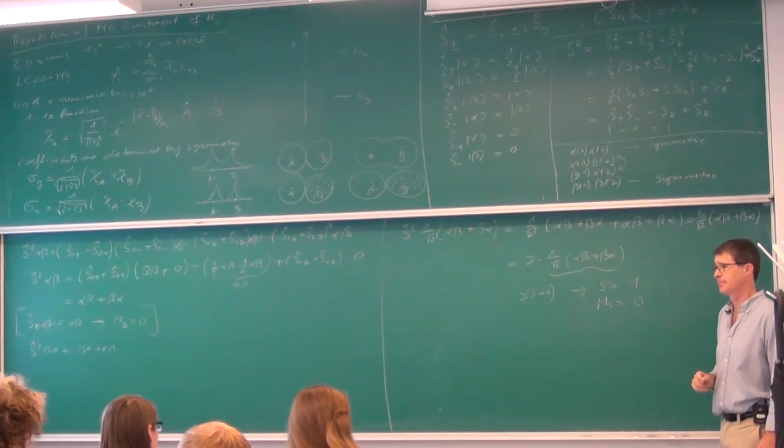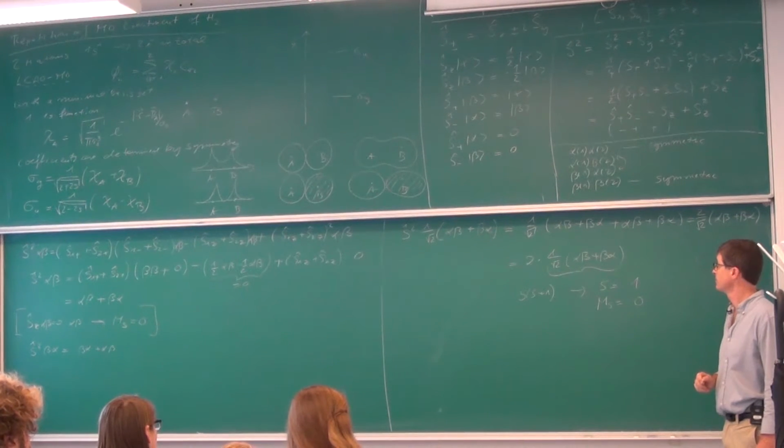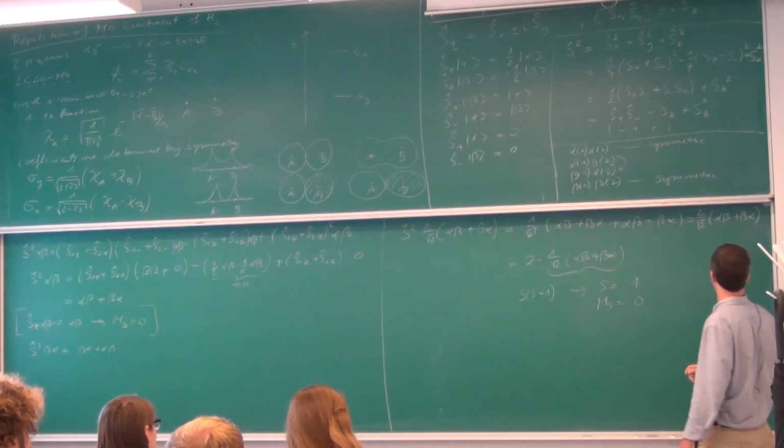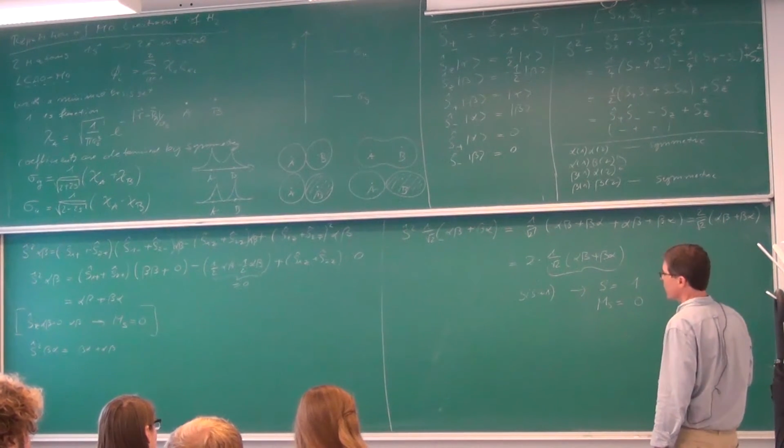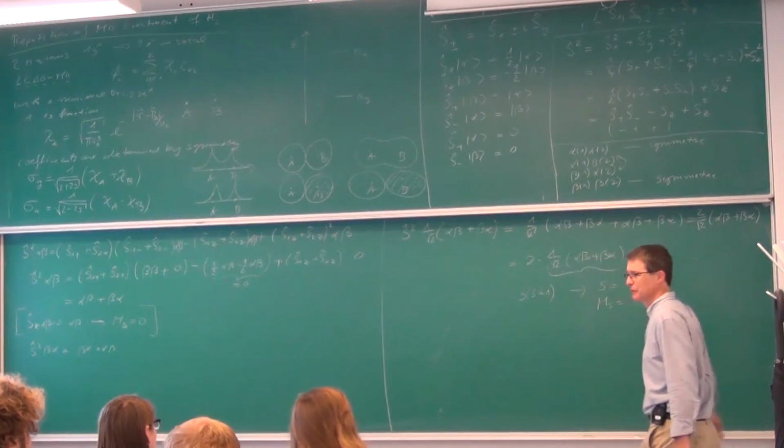Yes? Why the 1 over square root of 2? Wouldn't it work if you didn't have that as well? Yeah, it would work. Sure, it works for the S squared. That's just a normalization. Oh, sure. Okay. But right, yes.